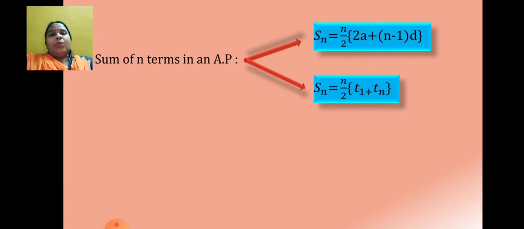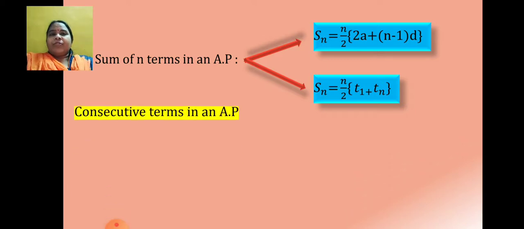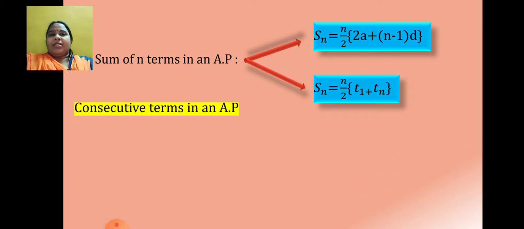And I have told you to remember when to use this formula. When you know the first term and the last term of any given AP, then you have to use this shorter formula, that is Sn is equal to n upon 2 into (t1 plus tn), or otherwise you need to use the other formula. I hope you remember this, and you are also making a note of all these important points so that it will be helpful during the exam.